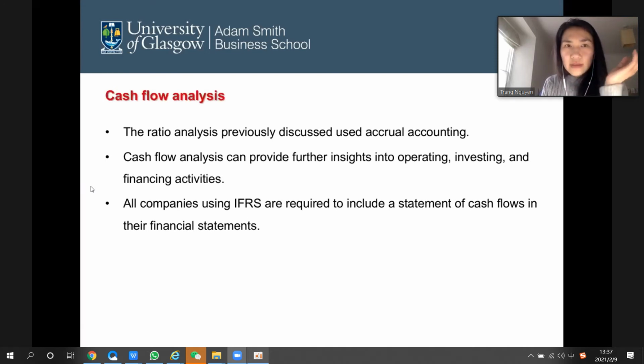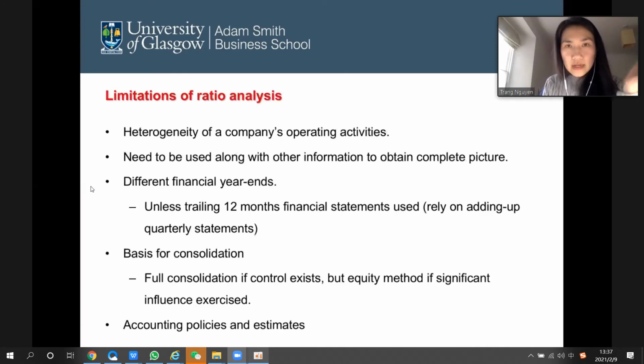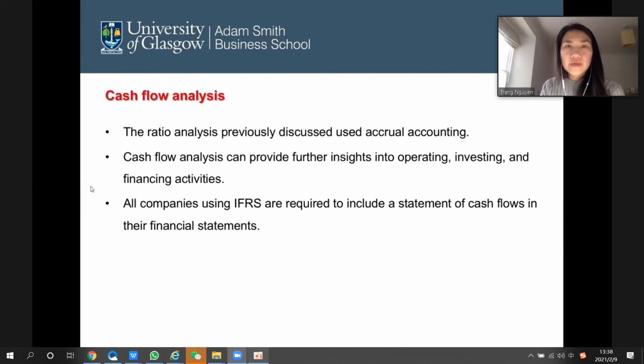So we finished the ratio analysis. Ratio analysis, of course, is one of the most common, or to say the most common choice when we analyze financial statements. However, ratio analysis is also subject to certain limitations, right? And therefore, we also need to look at other information. For example, we look at cash flow information.